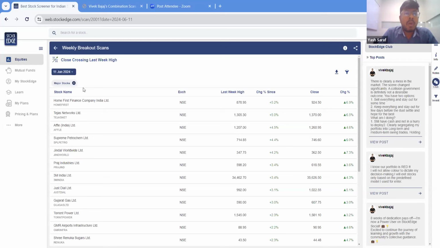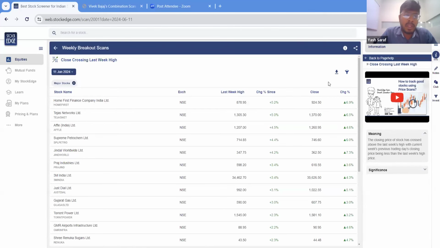Okay? So first of all, this is the scan section. Whenever you visit a scan, and if you don't know about that scan, what that scan is all about, how it helps you and what kind of stocks it filters, then it is better to click on this I section. In this web platform, you can click on the I section, and in the mobile app, you can just swipe left and the info panel will open.